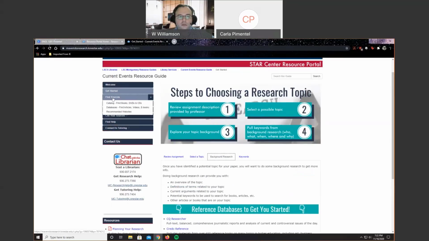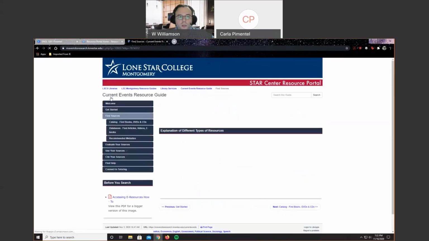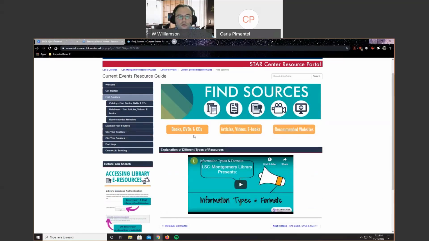And the next tab is going to get into finding sources. And this is where you're going to find links for physical items, articles from databases, and then also any linked websites for that subject area. Now, also over here, you're going to see links for evaluate resources. It's going to give you some of those tips I discussed earlier and some additional ones as well.